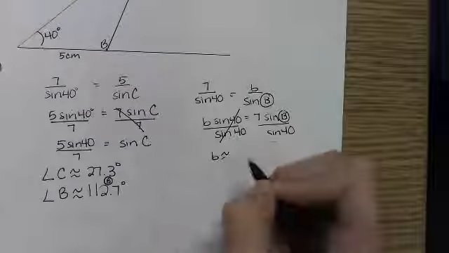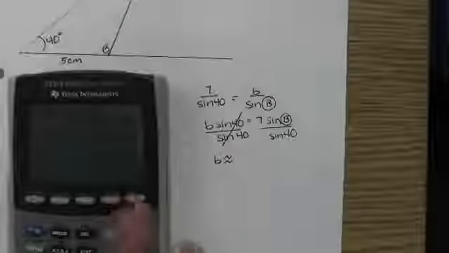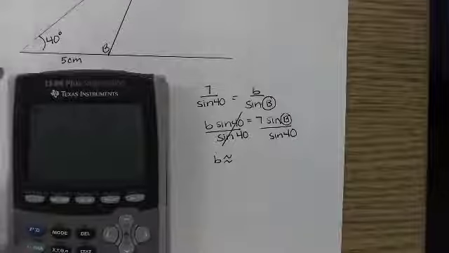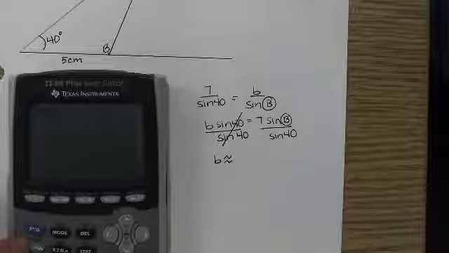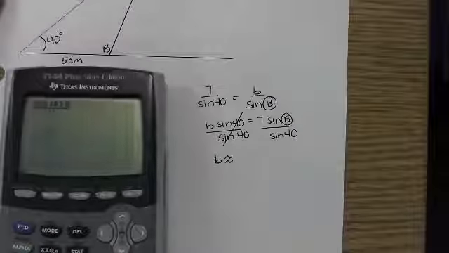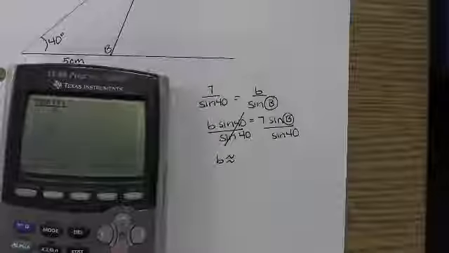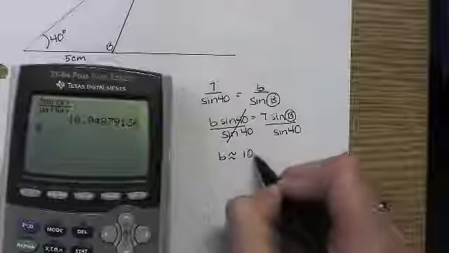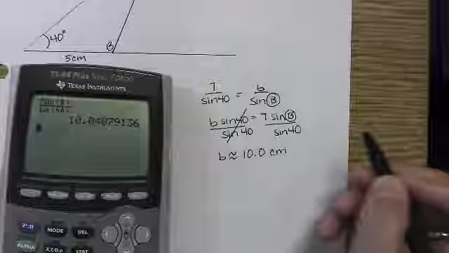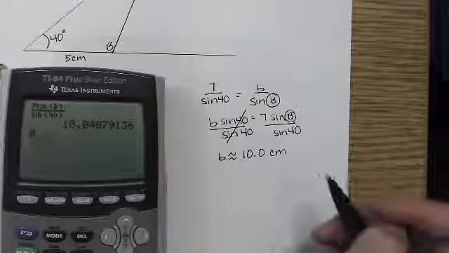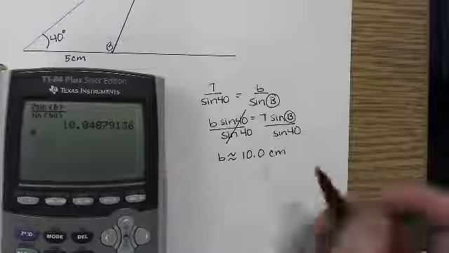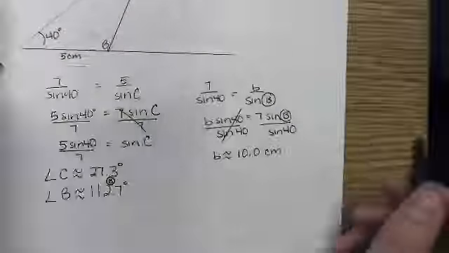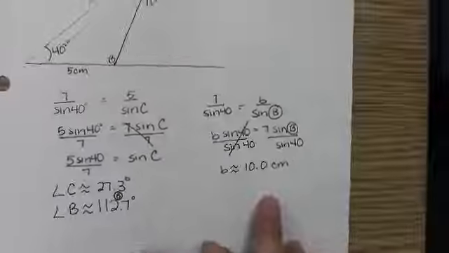And so B is approximately 7 sine, so I'm hitting alpha B to put it in there. You can see it's 7 sine B divided by sine 40. And side B is approximately 10.0 centimeters. Why did I put the 0.0? Why didn't I just put 10? I rounded it to 0. I'm being consistent, so I'm showing all of them rounded to 1 decimal place.